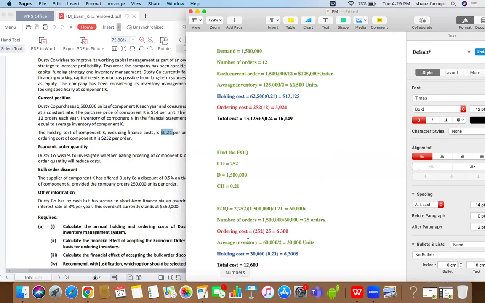And believe it or not, you try any other order quantity except for 60,000. You try anything else, the cost will be more than 12,600. That is what makes 60,000 the most economical order quantity.